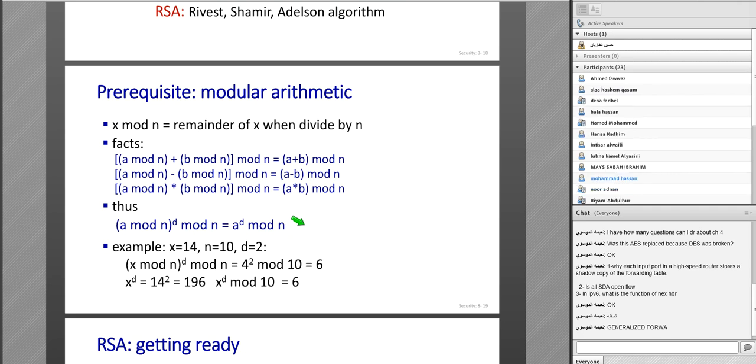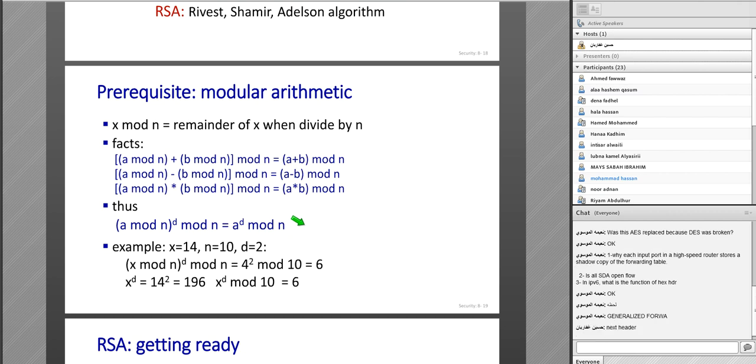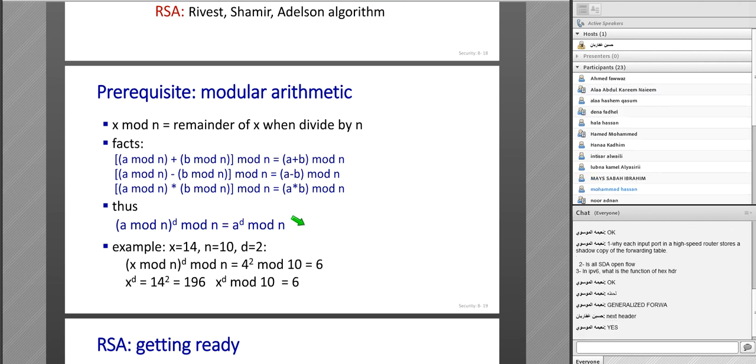Okay. Question number 3 is about IPv6. What is the function of hex header? Hex header. What do you mean by hex header? Maybe you mean next header. No. You mean next header? Okay. What is the function of next header?